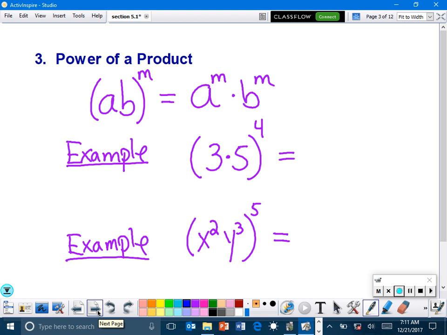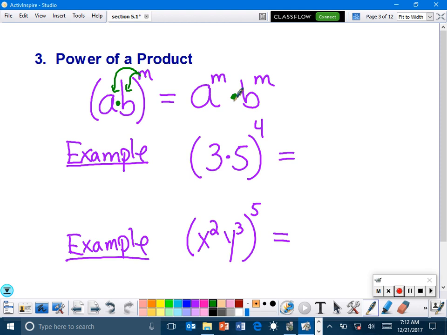Power of a product. Here you notice that we have 2 bases. It can be more than 2 bases, it could be 3 bases. And the key here, ladies and gentlemen, is there is a times between the bases. If it's a plus sign or a minus sign, that goes back to FOIL: first, outside, inside, last. Again, this is a times sign in between. What does that mean? That simply means that this exponent will go to both of those.